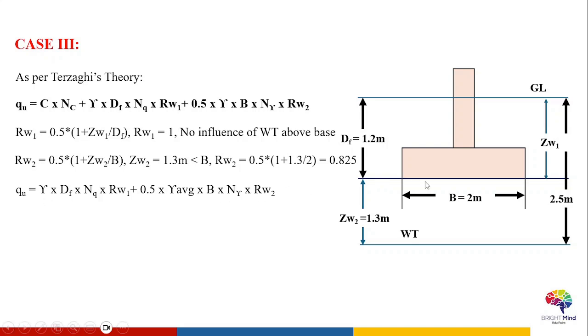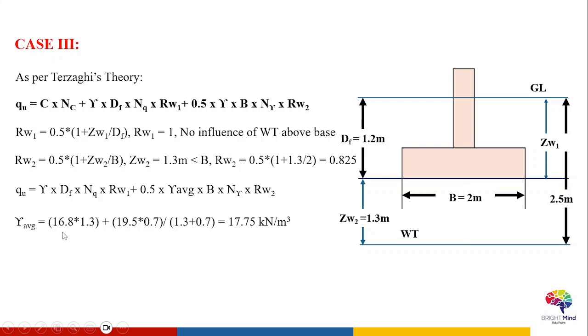But as we can see here, the wedge term, which is below, which represents the soil below the base of the footing, it will be having the influence of the saturated soil as well as the dry soil. So to compensate for that, we'll find out the gamma average value. So gamma average value is nothing but the weighted average of the soil available below the base of the footing.